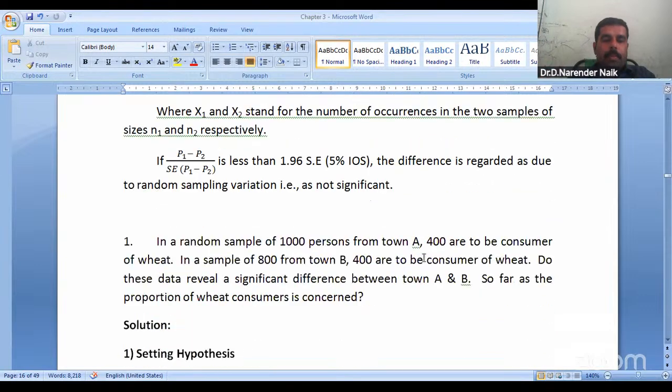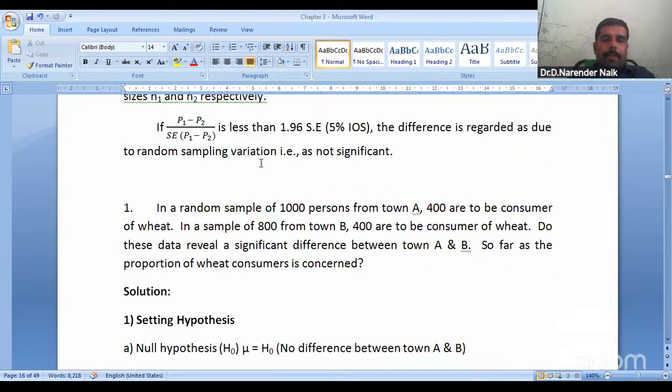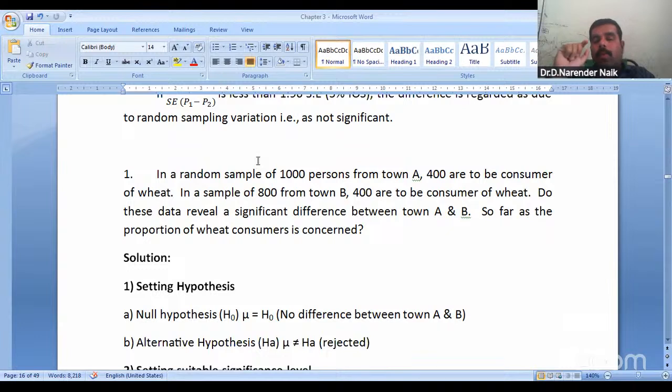So we go for the problems. In one random sample of 1000 persons from town A, 400 are found to be consumers of wheat. In a sample of 800 from town B, 400 are consumers of wheat. Do these data reveal a significant difference between town A and B so far as the proportion of wheat consumers is concerned?